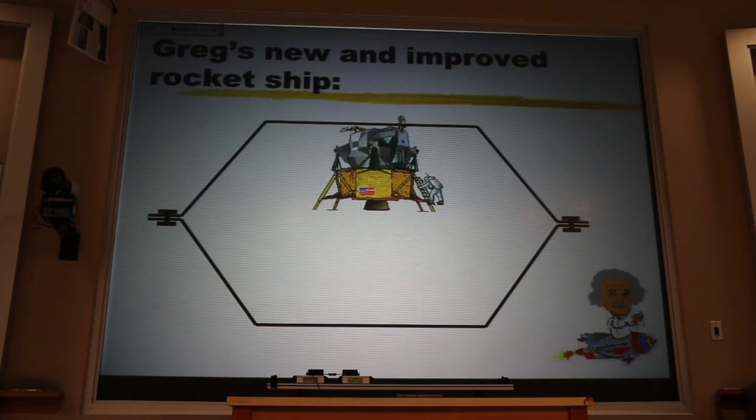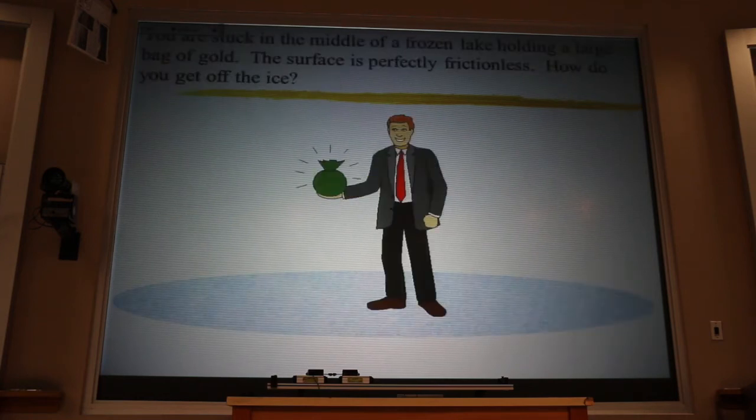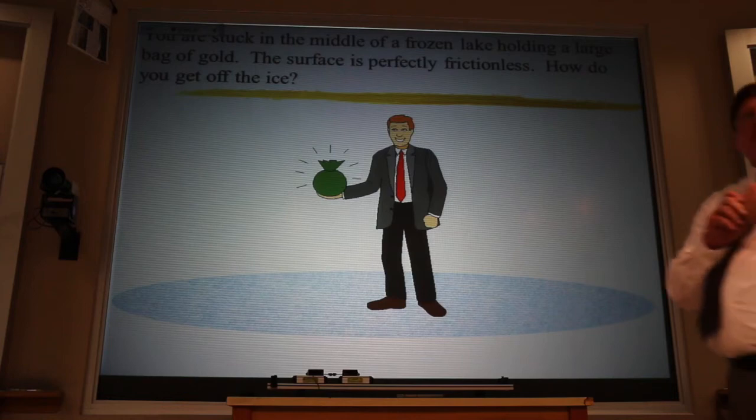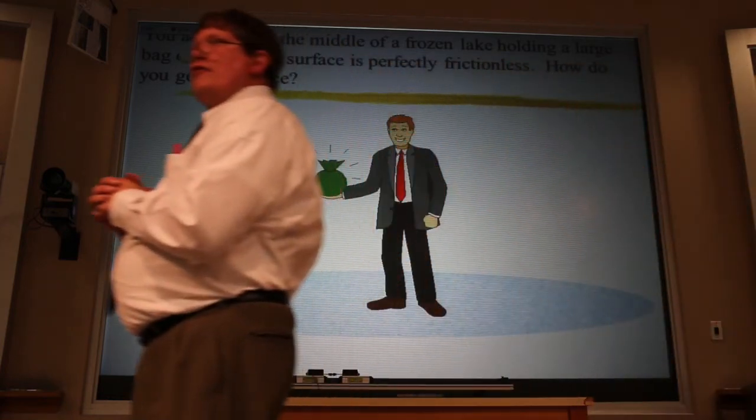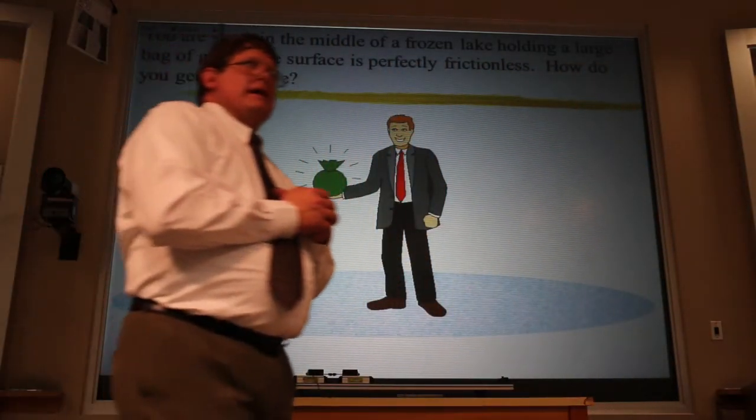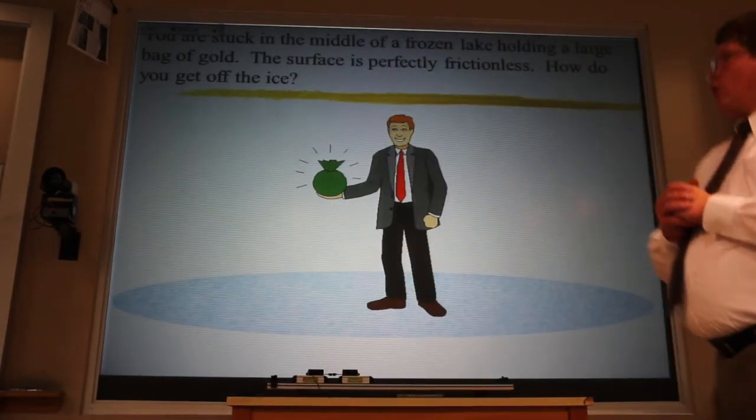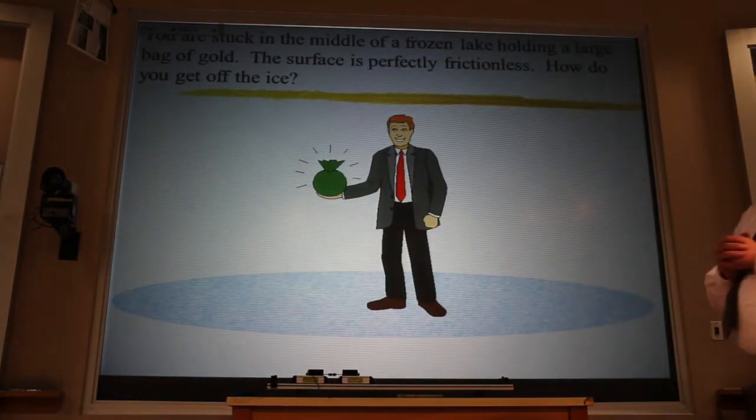Okay. Now, let's look at this problem. This is a problem that they give you to see whether you're worthy for business school. Okay? You're holding a bag of gold. You're on a frozen lake. And it turns out that that lake has a surface which is perfectly frictionless, and you're in the middle. What do you do?